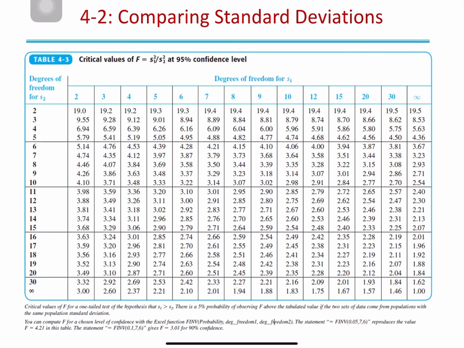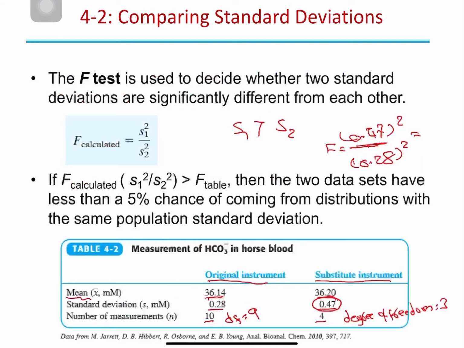So we have a look at the table. Degree of freedom 3 for S1 and degree of freedom 9 for S2. You look that up in the table, and you find it's 3.86. So you compare the F you calculated with the 3.86 from the table, and then you can find if it's significantly different or not. In this case, if we run the calculation, the F we calculated here will equal 2.8.